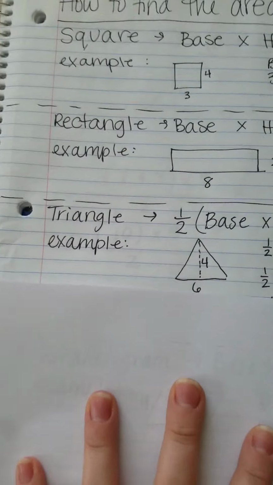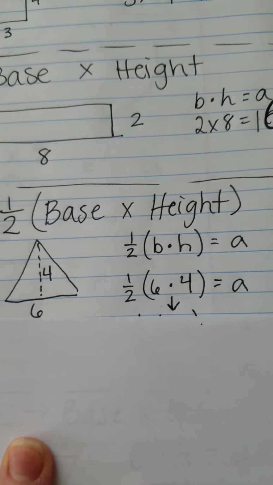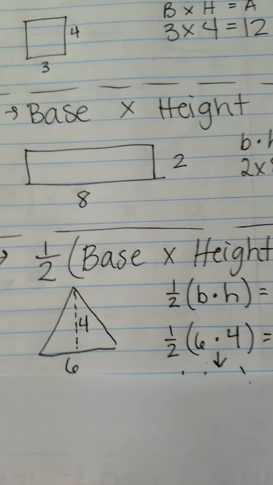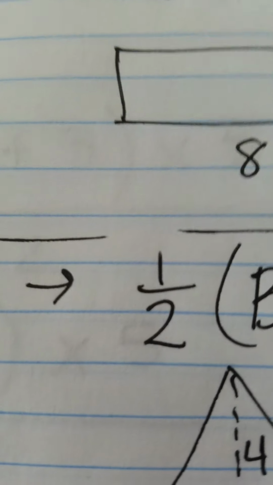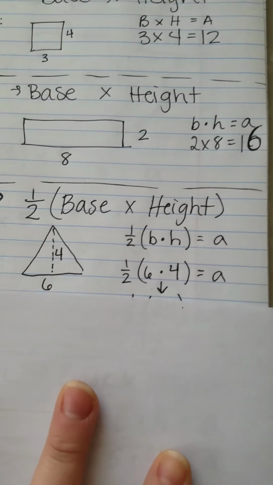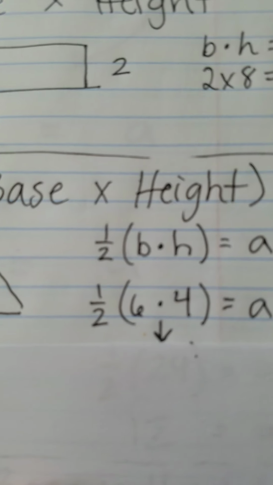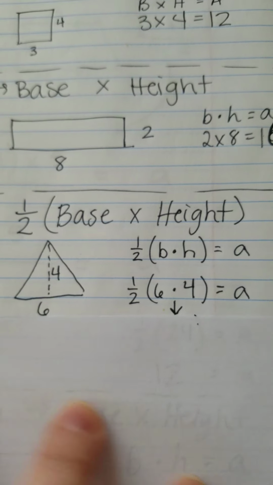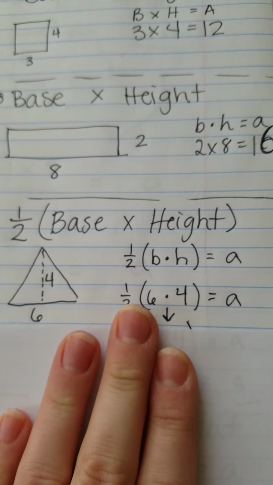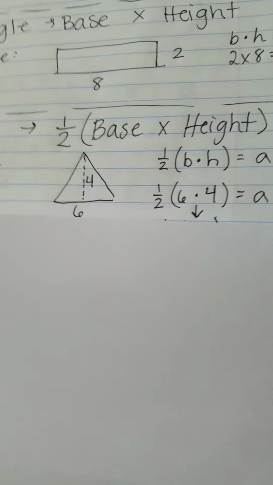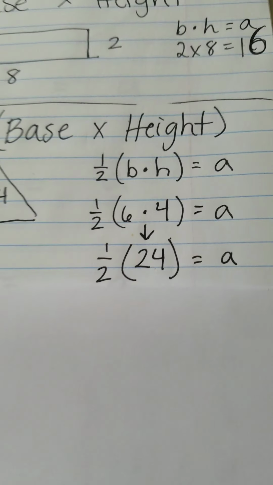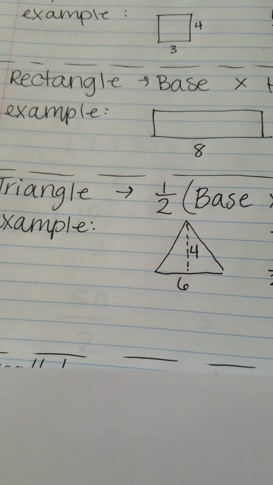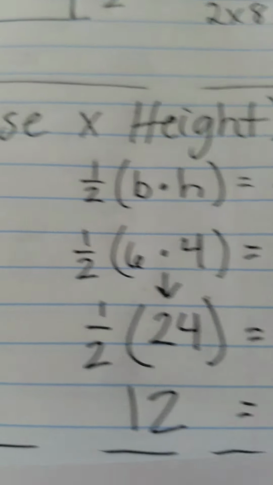Next one is a triangle. Now, triangle's formula is a little bit different because a triangle is half of a square. So we do base times height, and then we divide it by 2, or multiply it by 1/2, which is the same thing. As you can see, this formula here, half, parentheses, b times h equals a. We start plugging in the numbers. The base is 6, height is 4. 6 times 4 was in parentheses, so we're going to solve that first with the order of operations. And then we get 24. And then if we find, well, what is half of 24, you would get 12. So the area of this triangle is 12.